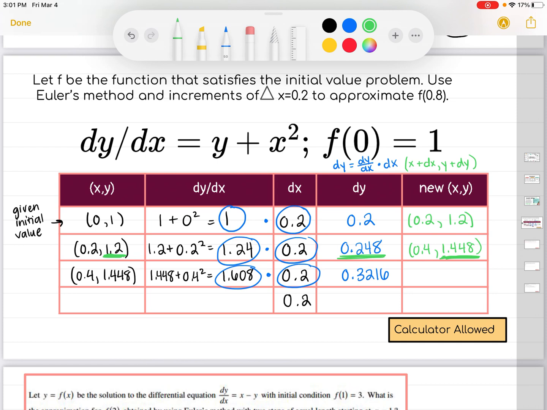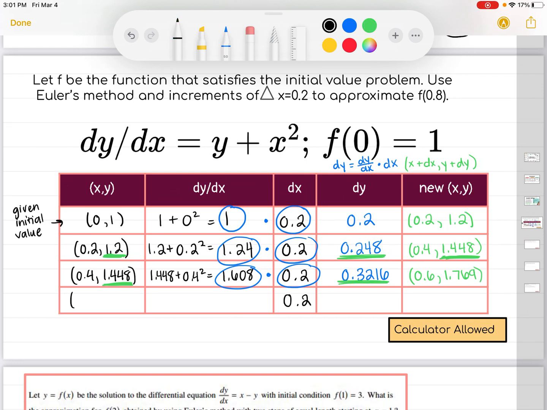And when I put that in my calculator, 1.608 times 0.2, it gives me 0.3216. And then to get my new x and y, of course, we're going up by 0.2 again in the x, so we'll be at 0.6. And then I take my old y, 1.448, add the dy, 0.3216, to get my new y, which will be 1.769 when I add those together.